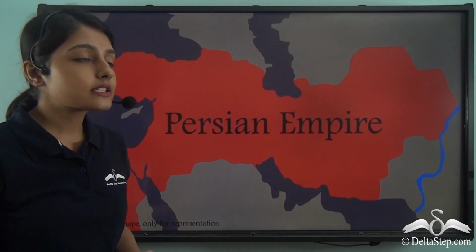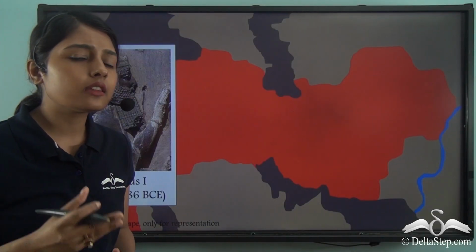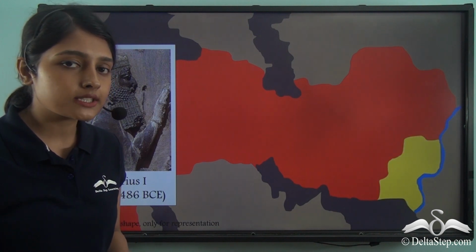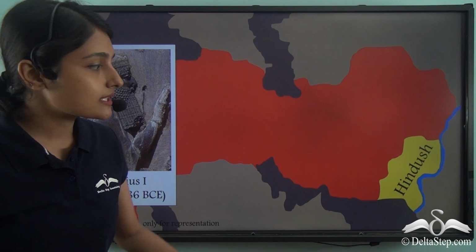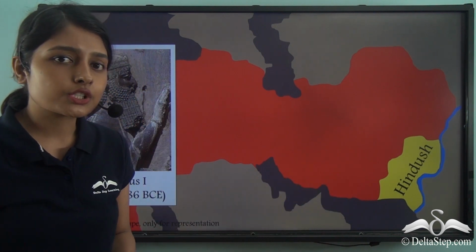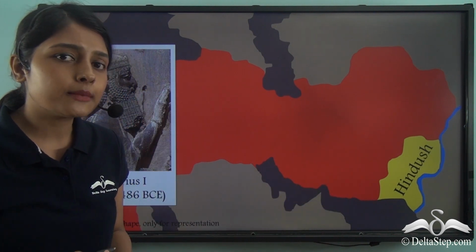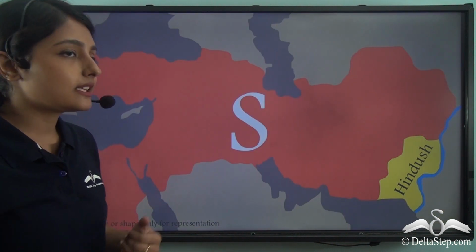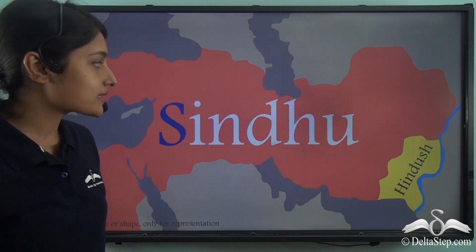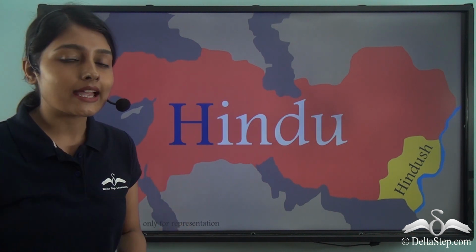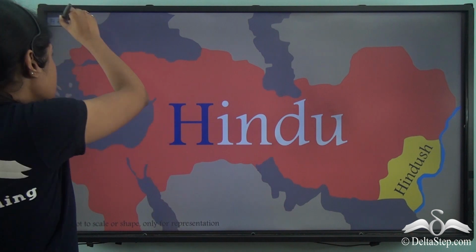We have learned that the Persian Empire invaded the northwestern part of the Indian subcontinent. King Darius I's inscription mentions this land as Hindush. From where did Hindush come into being? Initially, this land was known as Sindhu, but just by mispronouncing Sindhu as Hindu, this land came to be known as Hindush.